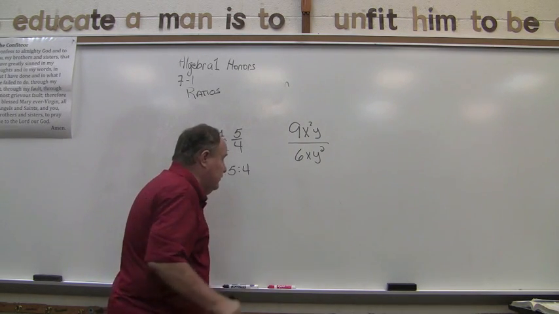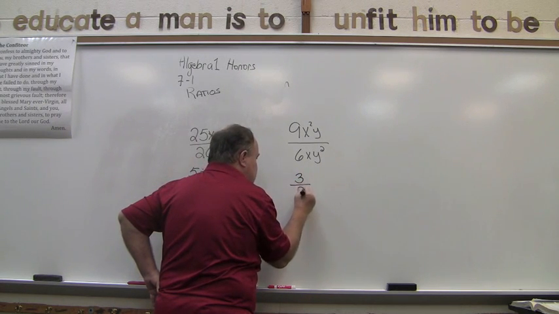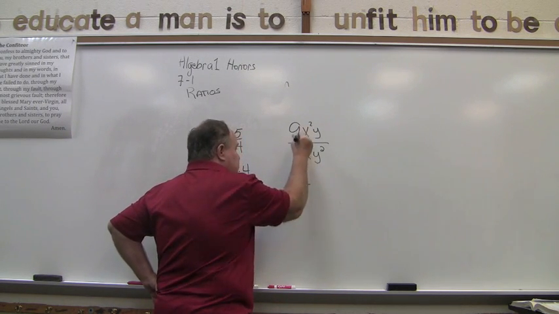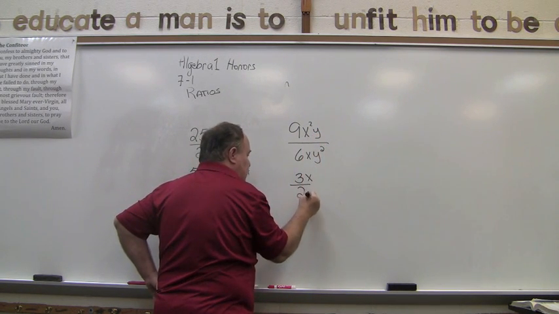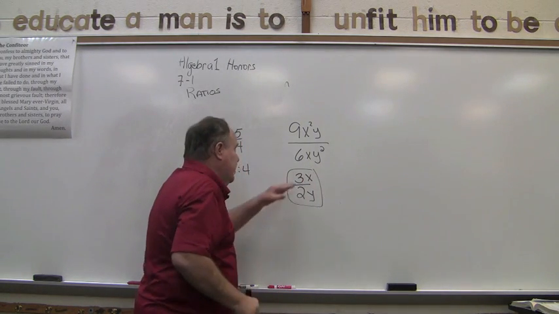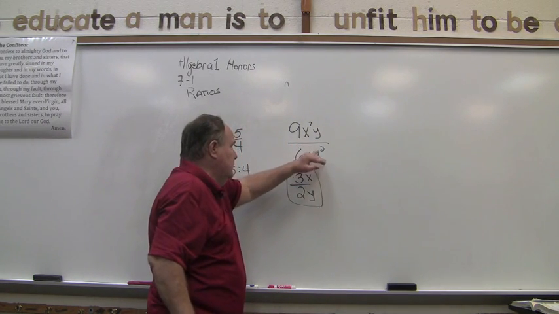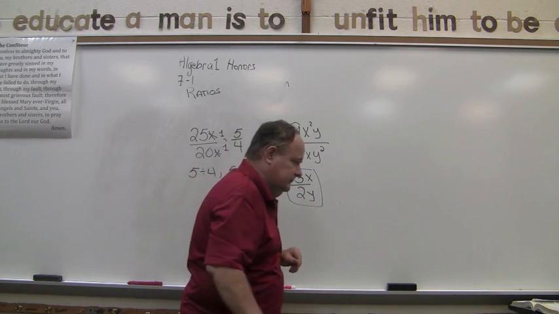Now over here, we're going to reduce the 9 and the 6 by 3. So the very first one will be 3 over 2, and then x goes into x squared, leaving an x. We divide y here to leave a y on the bottom, and that's how we get the ratio for this one.